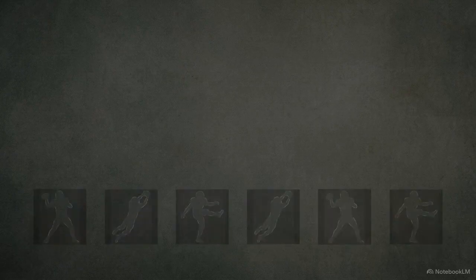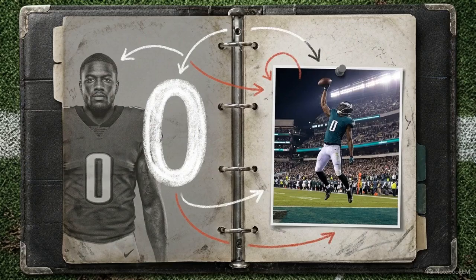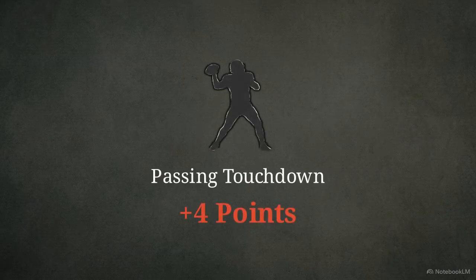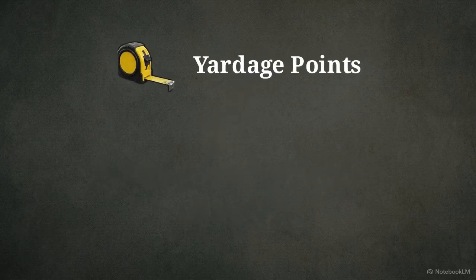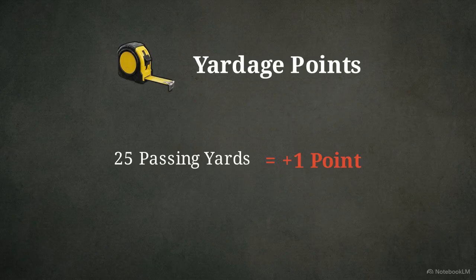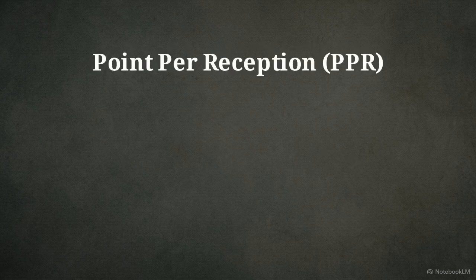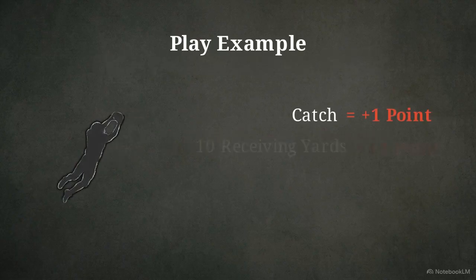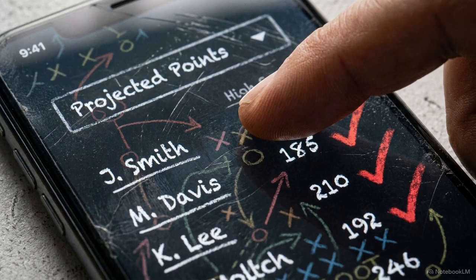It is a strict rule that bench players earn 0 points toward your weekly total, regardless of how well they play in their real NFL game. Your points are earned through on-field production. A passing touchdown is worth 4 points, while rushing or receiving touchdowns are worth 6. You also gain points for yardage, typically 1 point for every 25 passing yards and 1 point for every 10 rushing or receiving yards. Many leagues use PPR, or point per reception. In this format, players earn a full bonus point simply for catching the ball, which significantly increases the value of receivers and pass-catching backs. These scoring mechanics should serve as the filter for all of your decisions.